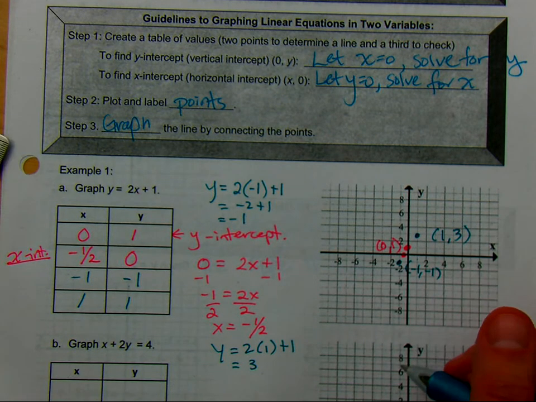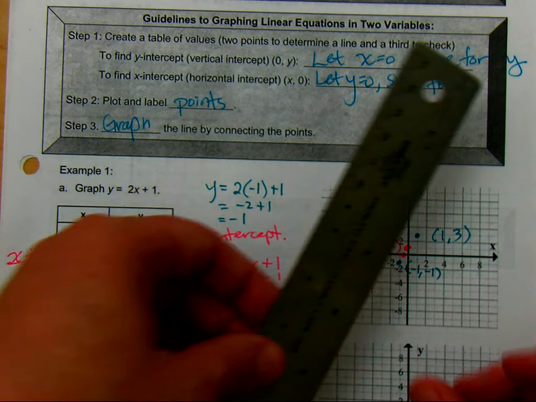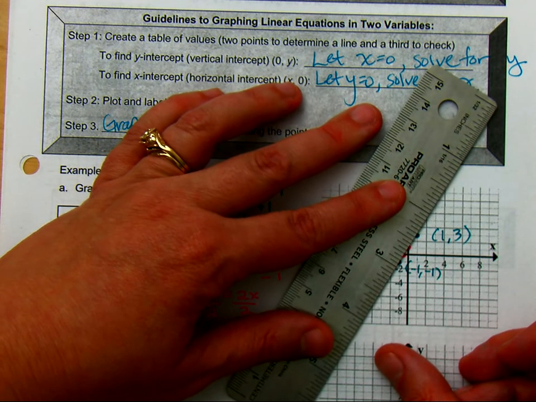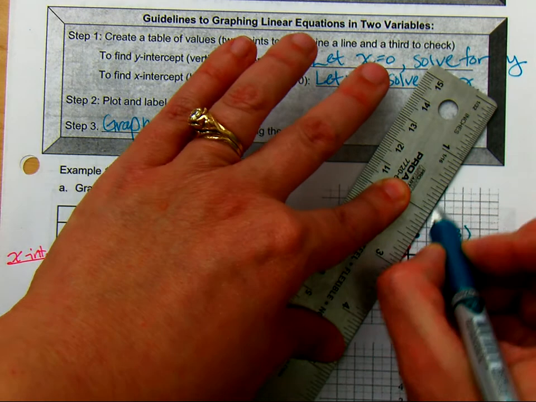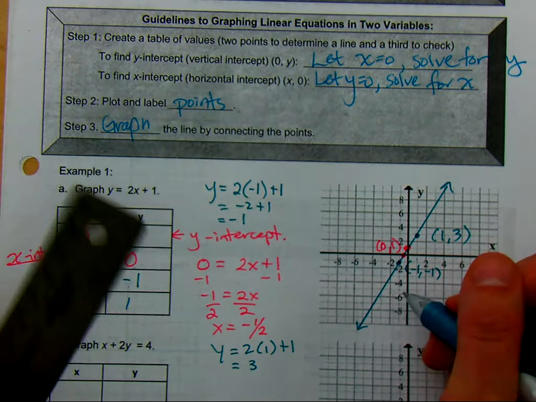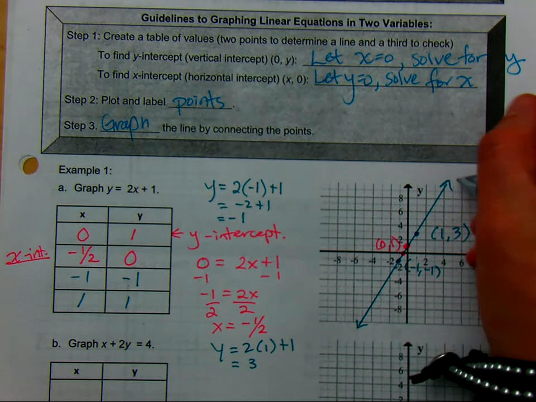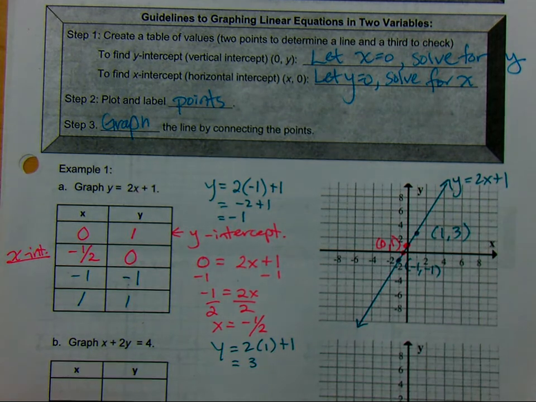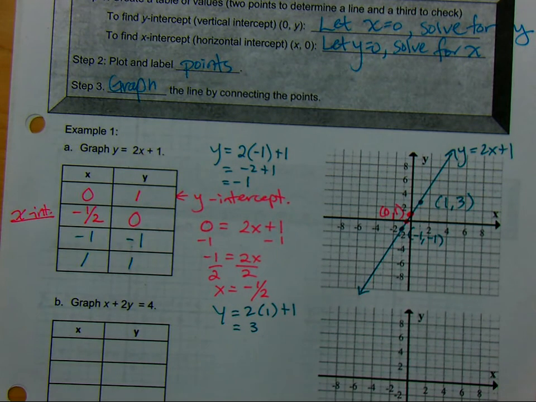Now that's 3 points. Technically I only need 2, but it's always a good idea. The more points I have, the more accurate my line will be. So once you've plotted some points, you can connect them, and I would draw arrows on the end. Now if you want to get super fancy, you could always write y equals 2x plus 1 next to the line, especially that could be helpful if you're graphing multiple lines. I just want to show you a way that you can check it.